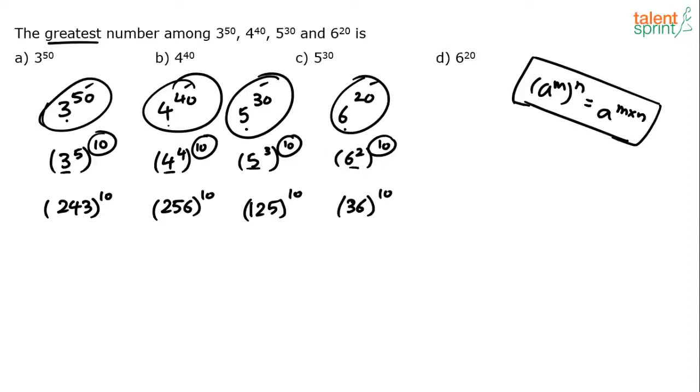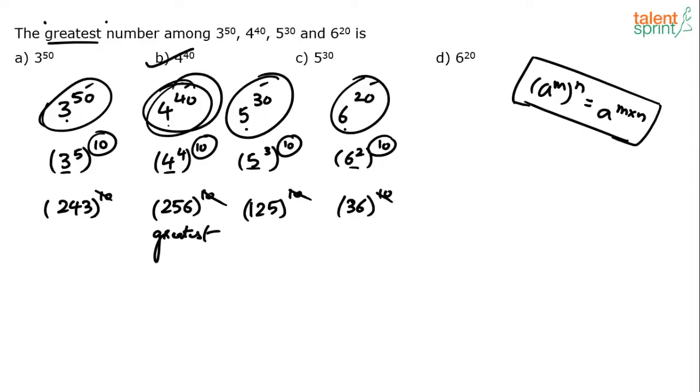Yes or no? He's asking you to find out the greatest number. Which will be the greatest number? See, all the powers are equal, right? So you can actually forget about it. Simply compare the base. Which is the greatest one? 256 is greatest. 256 came through what? 4 power 40. So option B is the answer.